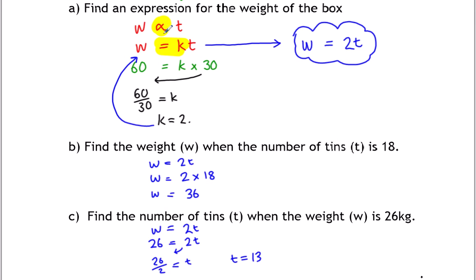You start with an expression with a proportionality sign. You introduce a constant k. You use the numbers from the question to work out what k is, and once you know what k is, you have this final expression here. And with your final expression up here, you can answer these questions underneath fairly easily. You've just got to put the right numbers in the right place. Okay, let's have a look at another one.